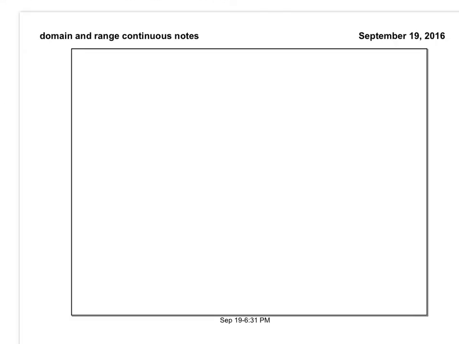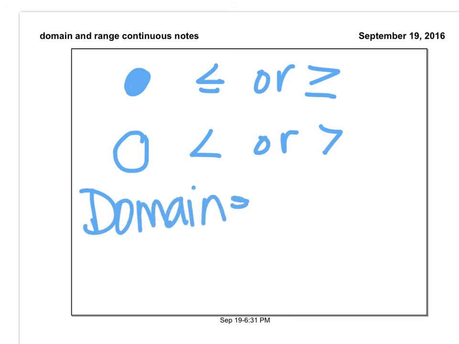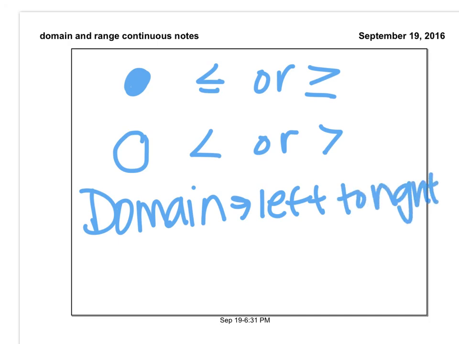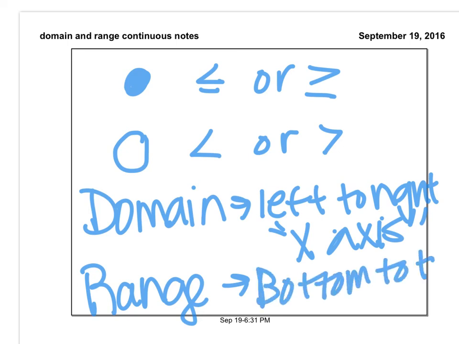So let's do a recap of what we just learned today. If it is a closed-in circle, you're going to have the line, the or-equal-to. If it is an open circle, it's going to look like this. My domain is from left to right, and it's on my x-axis. My range is from bottom to top, and it's on my y-axis.